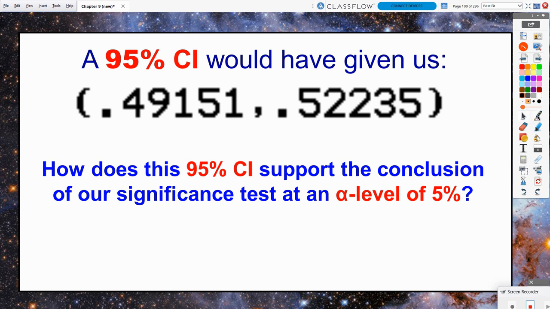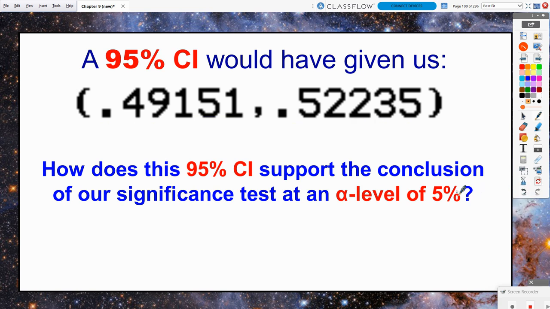Well, the thing is, we can actually make a connection between our hypothesis testing and our confidence intervals, but only if we discuss two-sided hypothesis tests. And the main reason why two-sided tests work great with confidence intervals is because confidence intervals are two-sided. We have a lower limit and an upper limit.